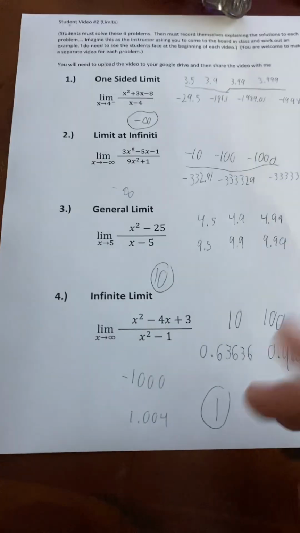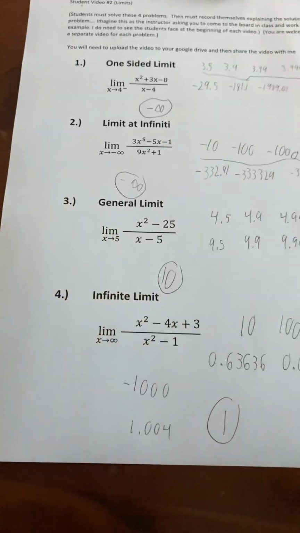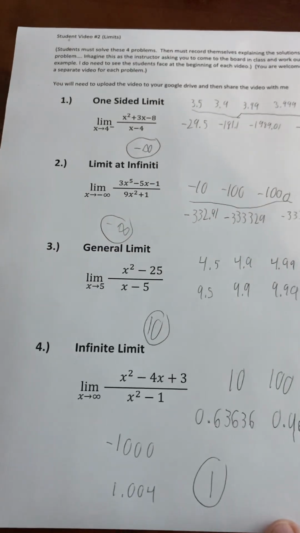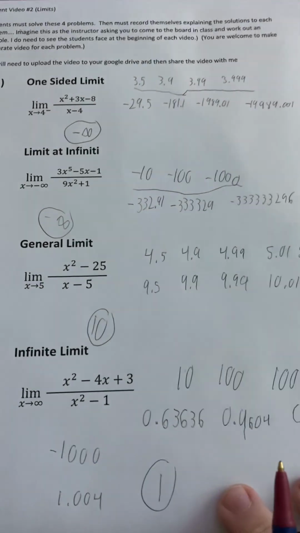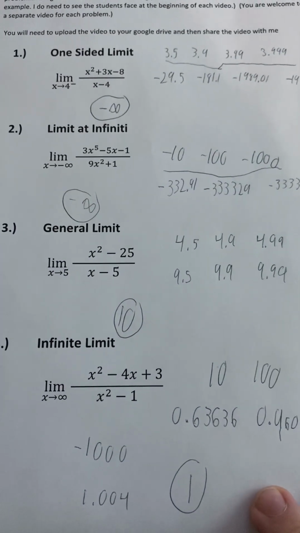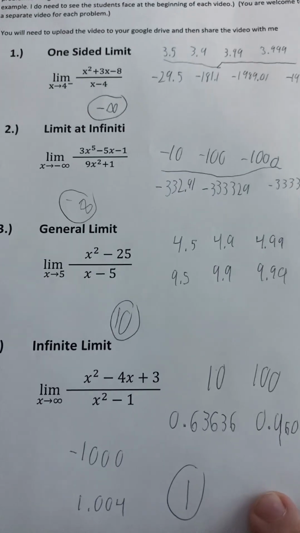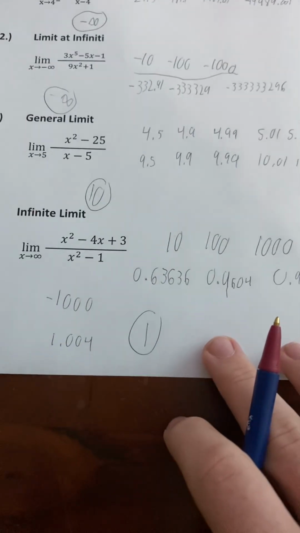So yes, by doing tables all these different ways, you can tell that the limits are approaching negative infinity, 10, and 1.